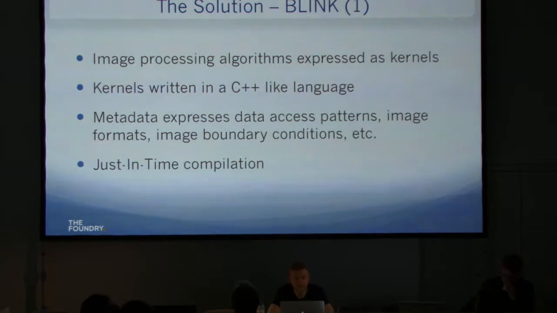Image processing algorithms are expressed as kernels, and these kernels are written in a C++-like language. And very importantly, the kernels themselves contain a number of pieces of metadata which allow us to optimize the performance of these algorithms on a number of devices. This metadata includes things like data access patterns, which I'll speak a bit more about later, image formats, image boundary conditions, etc. A really cool feature of Blink is that it gives us JIT compilation. That means that we can compile and execute the algorithms at runtime. It's not a compilation procedure.